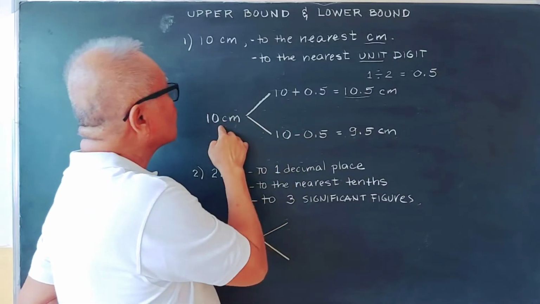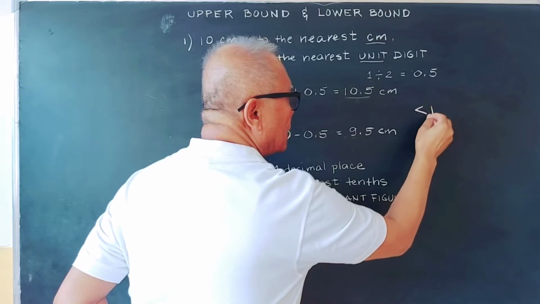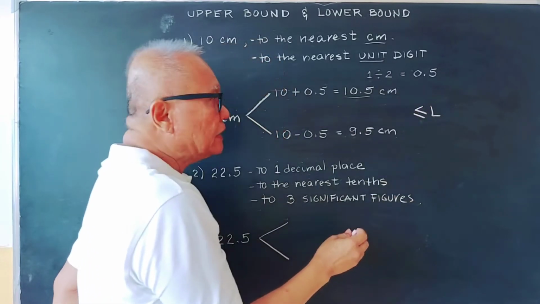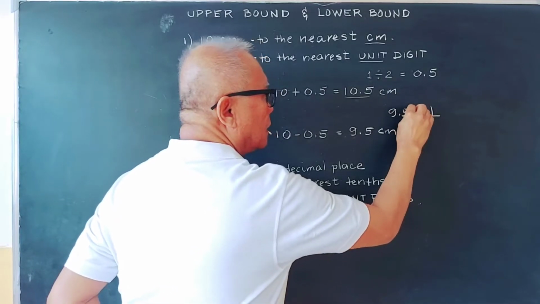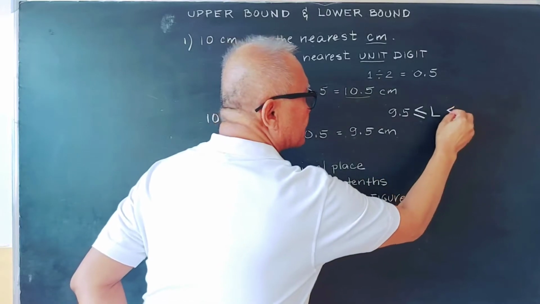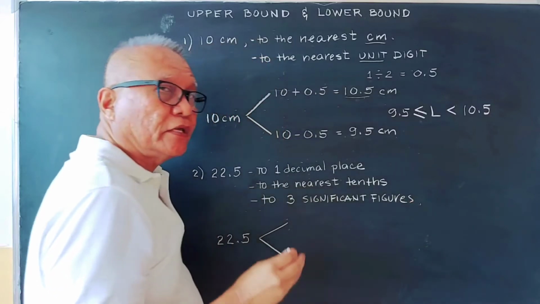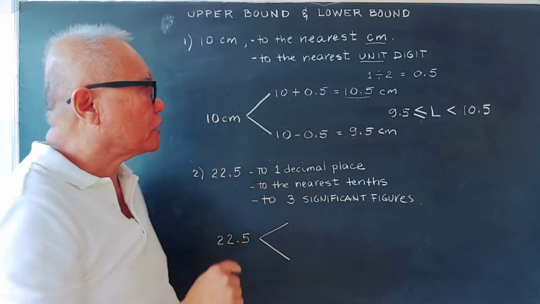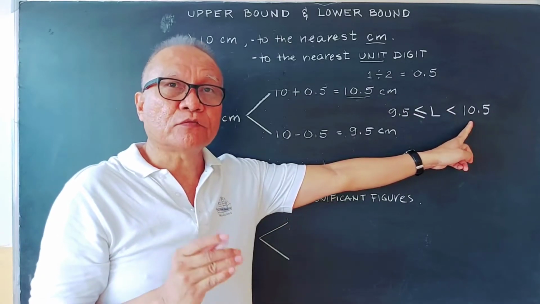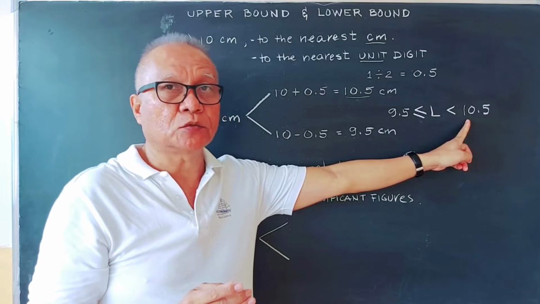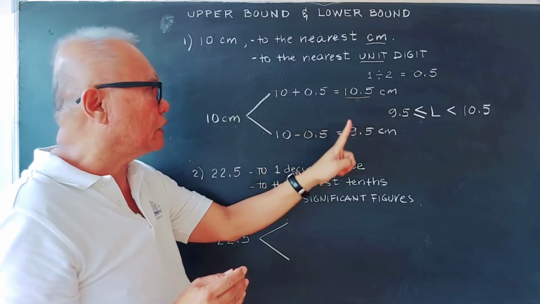So if we are going to write this one, this is the length, so we can write that as length is equal to or greater than 9.5 here, but less than 10.5. So the range of our actual measure of the object is from 9.5 to less than 10.5, because 10.5 is not included. It is used only for the computation. So you have the upper bound and the lower bound.